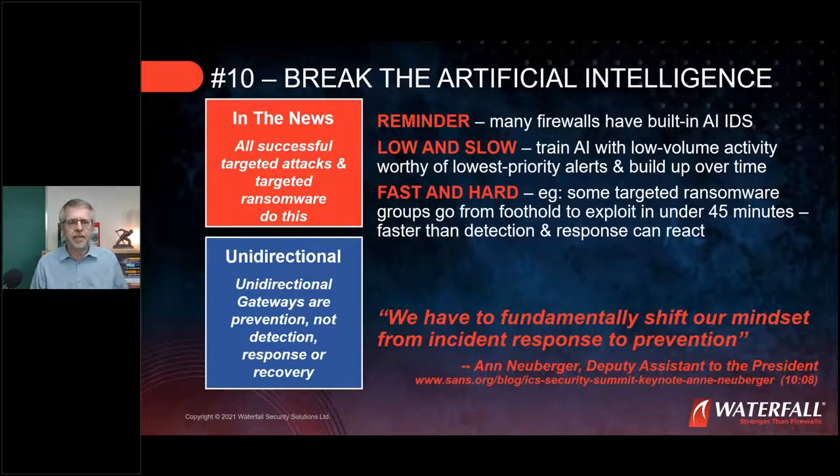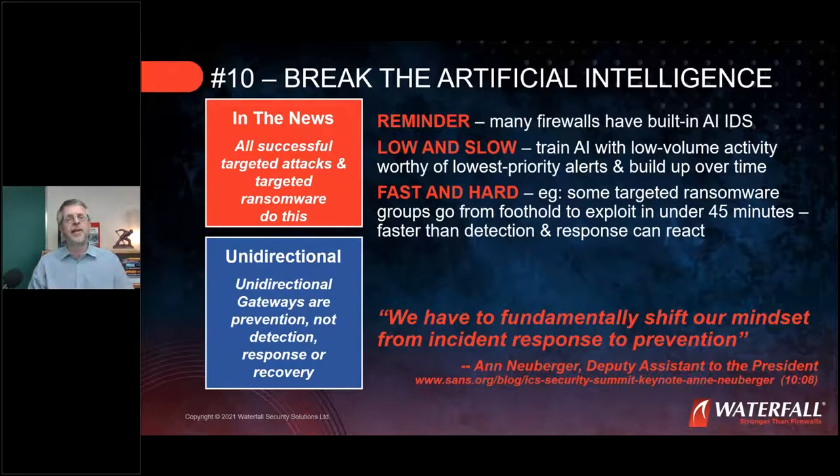Attack number 10, break the artificial intelligence. A lot of the high-end firewalls have built-in intrusion detection systems. These are called anomaly-based systems. These systems use machine learning. They use artificial intelligence. They learn what's normal. They learn what should be going on in the network, and they raise alarms if anything changes materially. How do you break an AI?